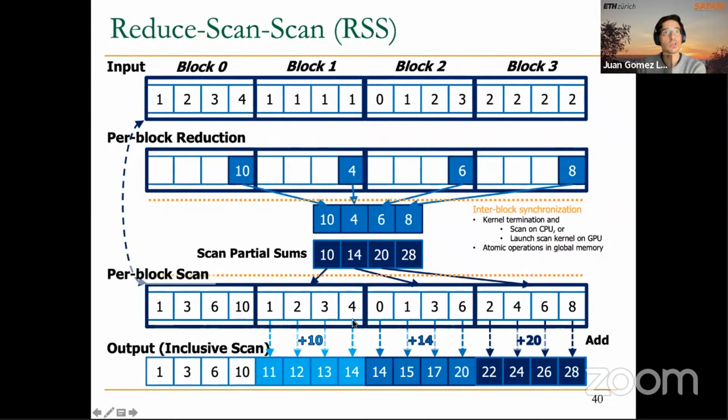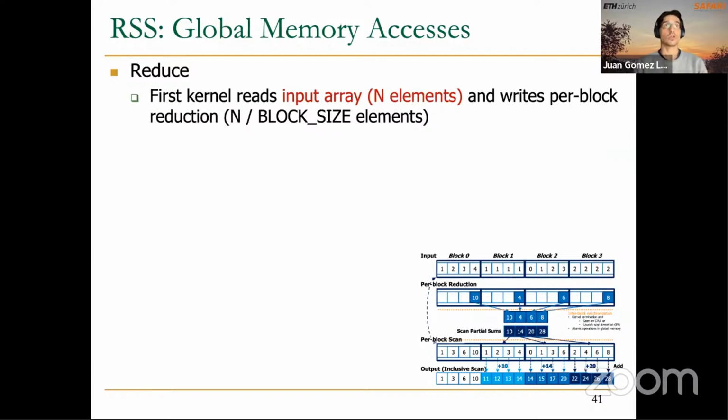A good thing about this approach is that the per block scan and the add operations can be executed inside the same kernel. We only have to read the input once and write it once. So in the end, we are saving memory accesses. If you think about the number of global memory accesses in this reduce-scan-scan implementation: in the first kernel, the reduce, we read the whole input array of n elements, and we only have to write one element per block, the reduction result. So we are only writing an amount of elements that we can consider negligible.